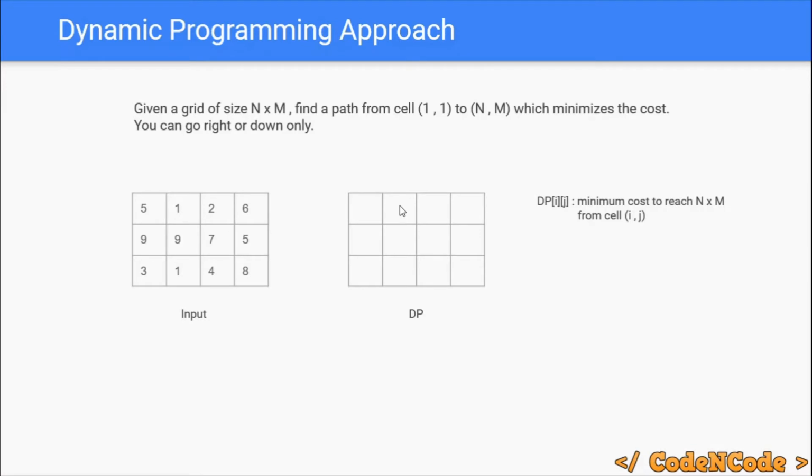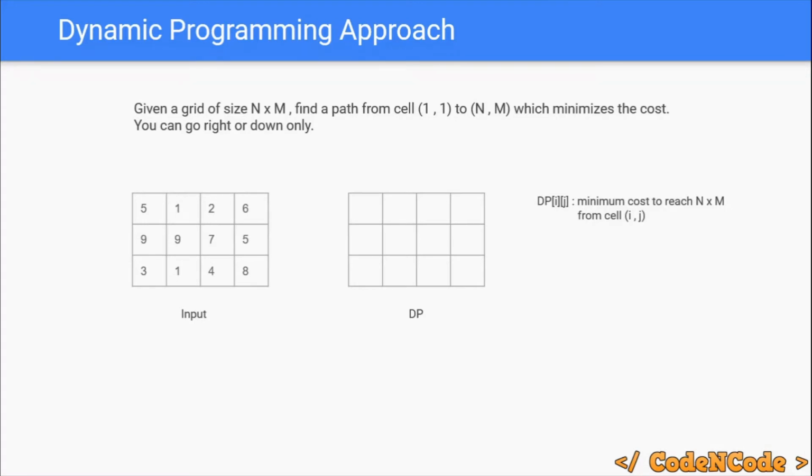So suppose dp[1][2] would store the minimum cost to reach the last cell, that is the n,m cell, starting from 1,2 and reaching the last cell using the minimum cost path. So dp[i][j] would store the minimum cost to reach the last cell from the i,jth cell.